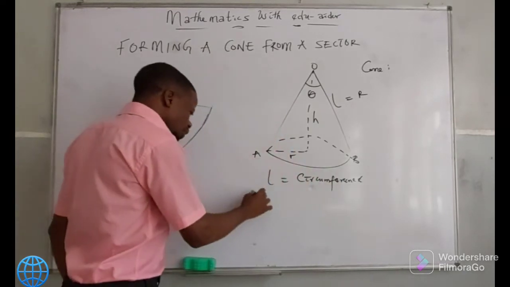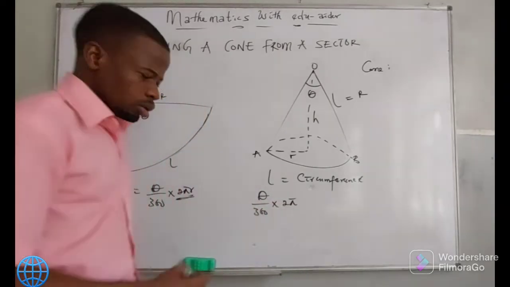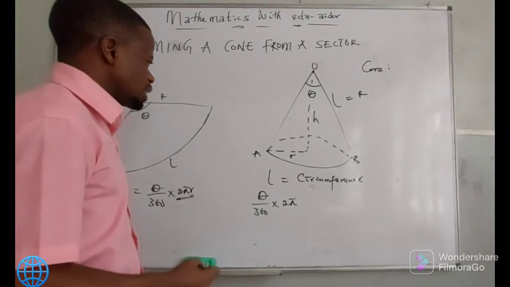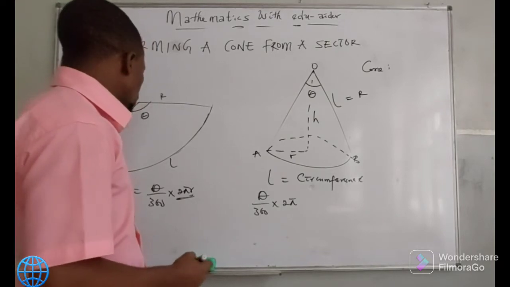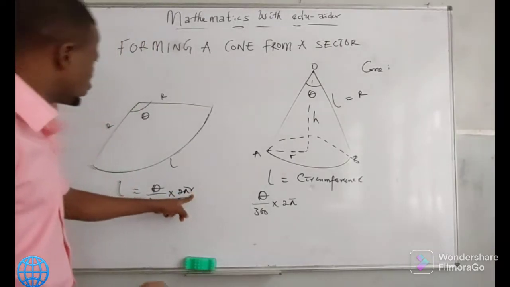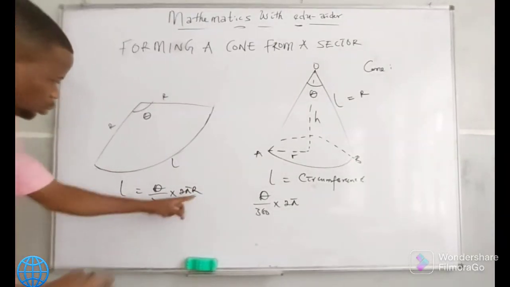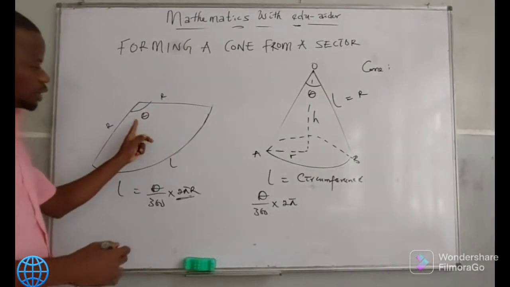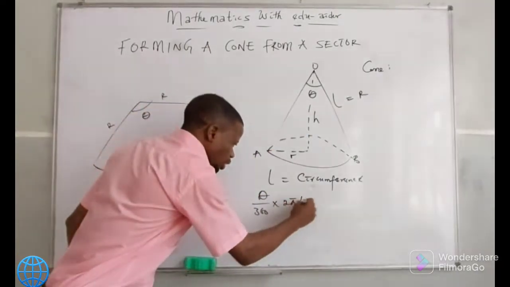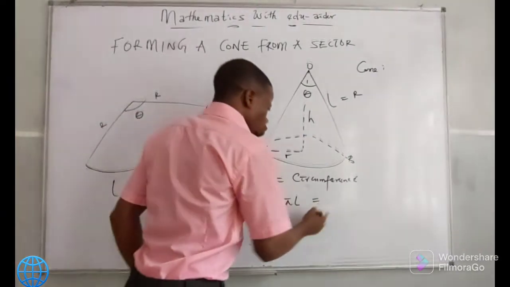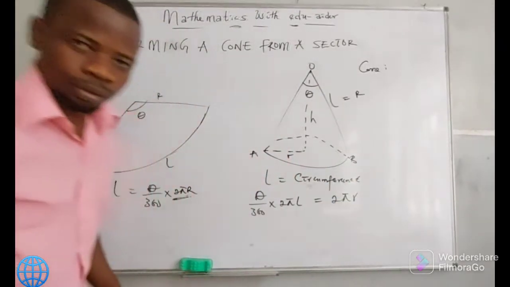So that means theta upon 360 times 2 pi. What is our length of arc? It is equal to the circumference, right? And our 2 pi r, this r is supposed to be the big R. So I will call this 2 pi big R, because the radius of this circle is this. Now, this same radius is now equivalent to the length of arc, m times L, right? And that should be equal to the circumference of this circular base, which is 2 pi the small r.